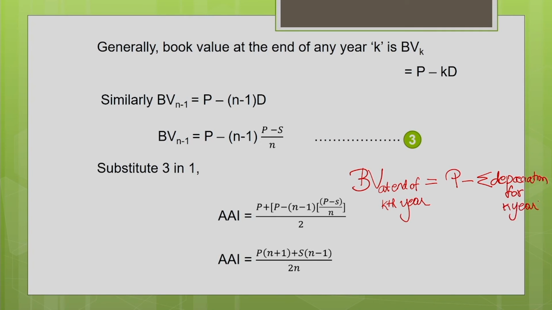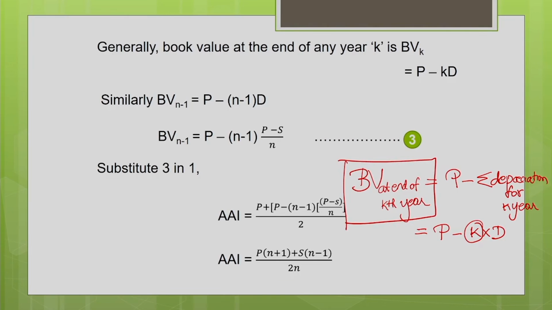Okay, so that will give you the current book value at the end of the kth year. When we follow the straight line depreciation, the depreciation is going to be the same for every year. So in that case, how to find that? P minus k into d, where d is the depreciation for every year using the straight line method, and the number of years is k. So k into d will give me the book value at the end of the kth year.